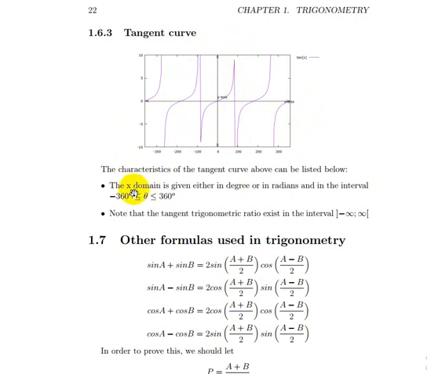In this graph, the tangent curve has a domain of negative 360 degrees to 360 degrees, and the range I've taken for the tangent curve here is from negative infinity to infinity, so it continues to infinity.